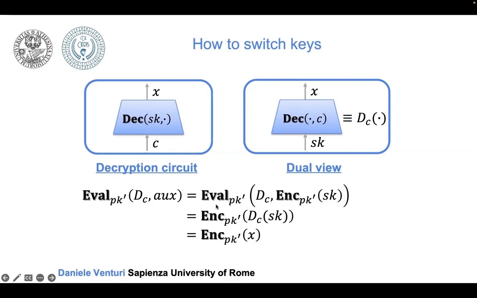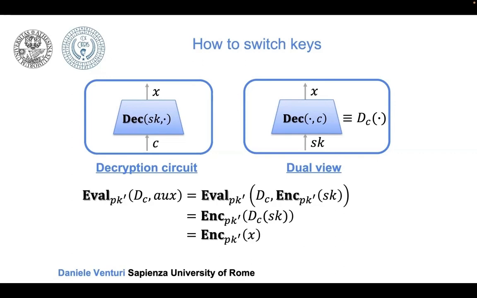And then I run the fully homomorphic evaluation under key PK prime on the decryption circuit, right? This circuit here. If I do that, what do I get? I get an encryption of the function applied to the input, which is the secret key. So what do I get? I get an encryption of X under PK prime. So I switch the key. I started from an encryption of X under PK, which was C, and now I get an encryption of X under PK prime by doing this switch operation, okay?